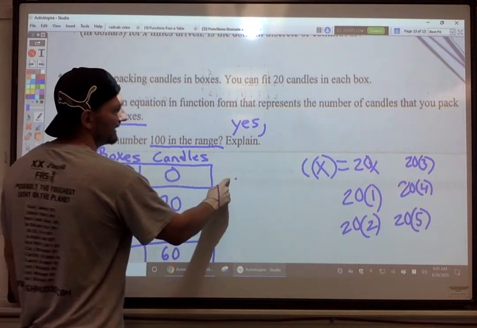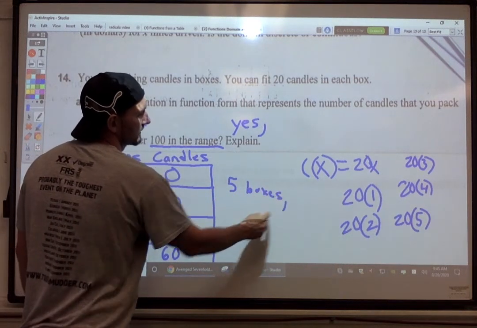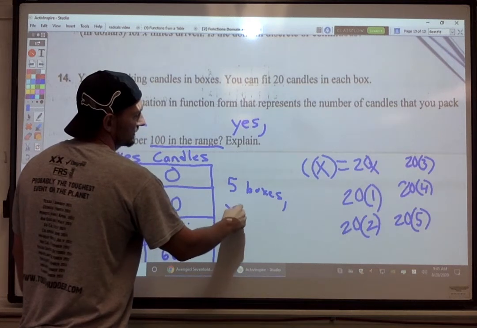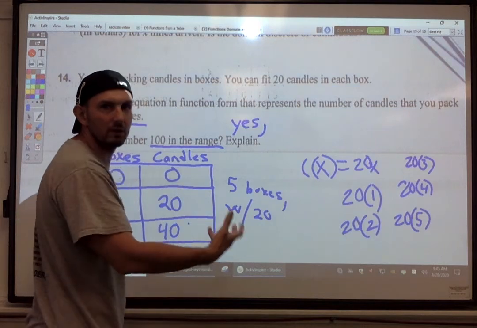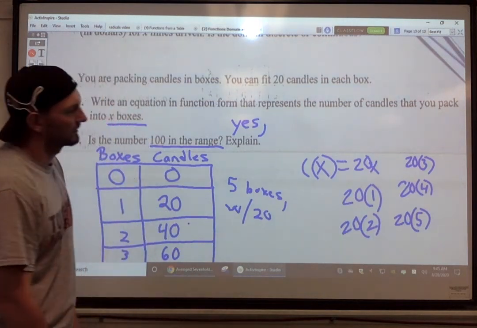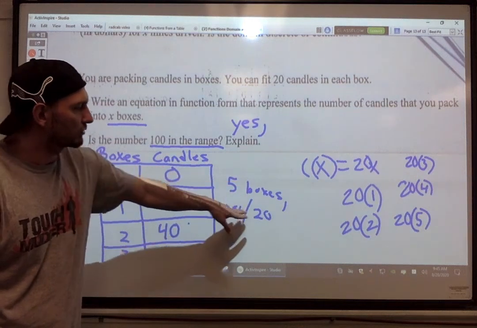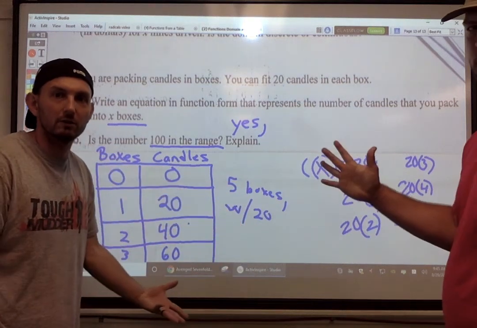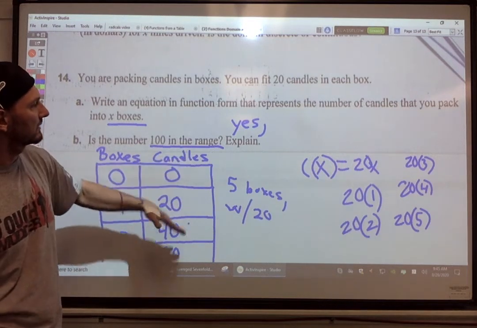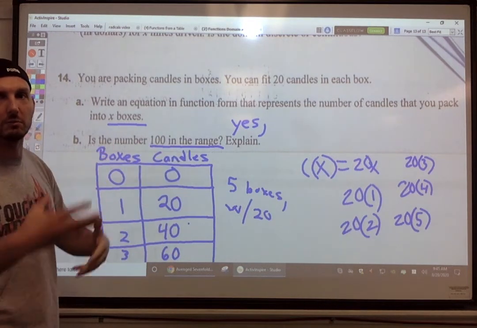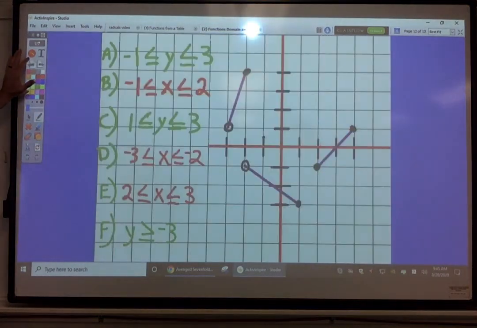Well, when I have 5 boxes, with 20 candles each, we're going to have 100 total candles. So that's just my explanation. At 5 boxes with 20 candles each, we're going to have 100 total. 5 times 20 is 100. And the candles are the range. So it's a little bit of an understanding of that. So there's your word problem with domain and range a little bit.